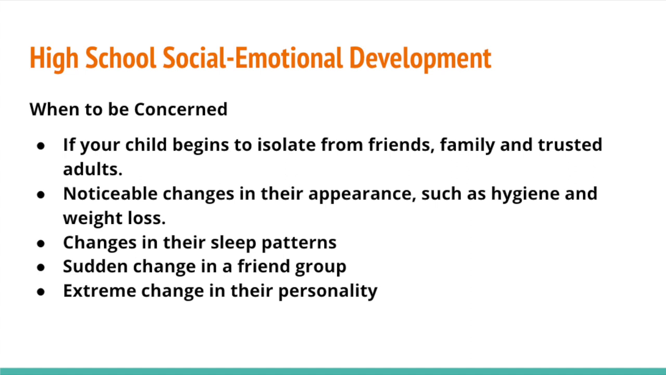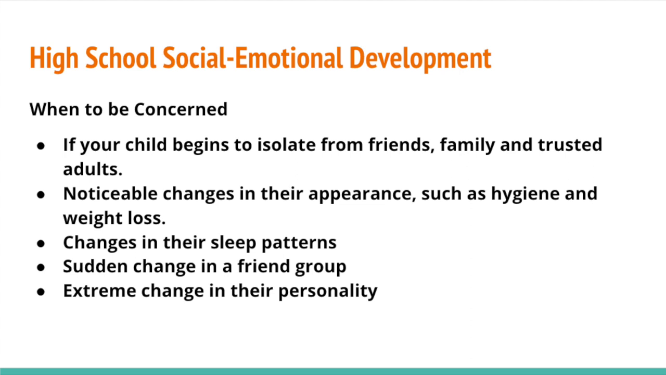Sudden change in a friend group. That is always a big red flag for parents, because if it's friends that you've heard them talking about all the time and then all of a sudden they don't and they start talking about new people, that's a red flag for parents. Also, extreme change in their personality. If you have known your child, their personality, who they are at like 10 or 11 is pretty much probably who they're going to be. That's their personality. And so if you start seeing a change in their personality, they become super aggressive, or they go from being really aggressive to being really calm all of a sudden, that would be a sign that we maybe need to reach out to somebody to get some help.